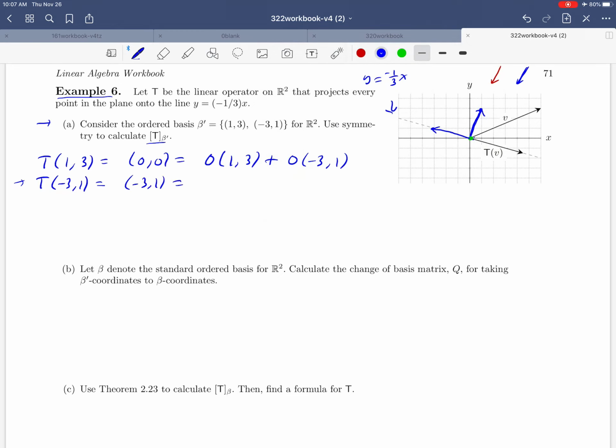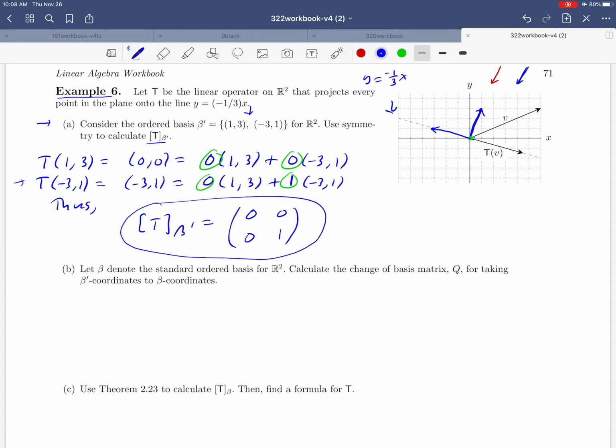Then the question is, how do we write that as a linear combination of (1, 3) and (negative 3, 1)? Well, conveniently, (negative 3, 1) is one of the two vectors on our list, so we just need to put a 1 in front of that and a 0 in front of the first thing. Therefore, our matrix is going to be (0, 0) for the first column, and then (0, 1) for the second. Again, this maybe gives you a little insight as to why we chose this particular basis. We chose it because finding this matrix was relatively easy, just based on the geometry that we have.